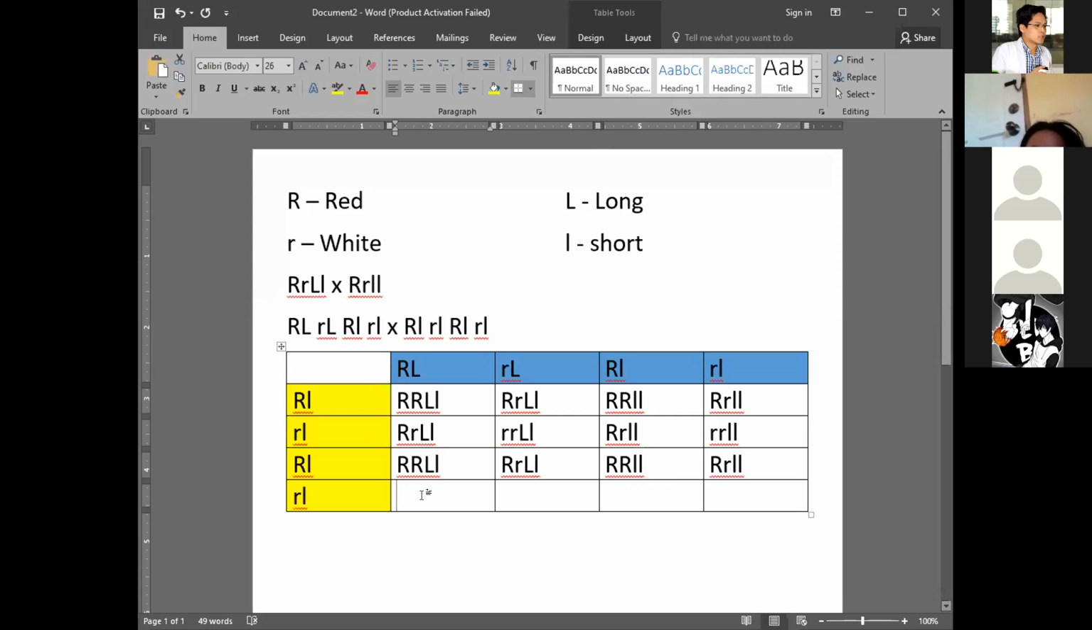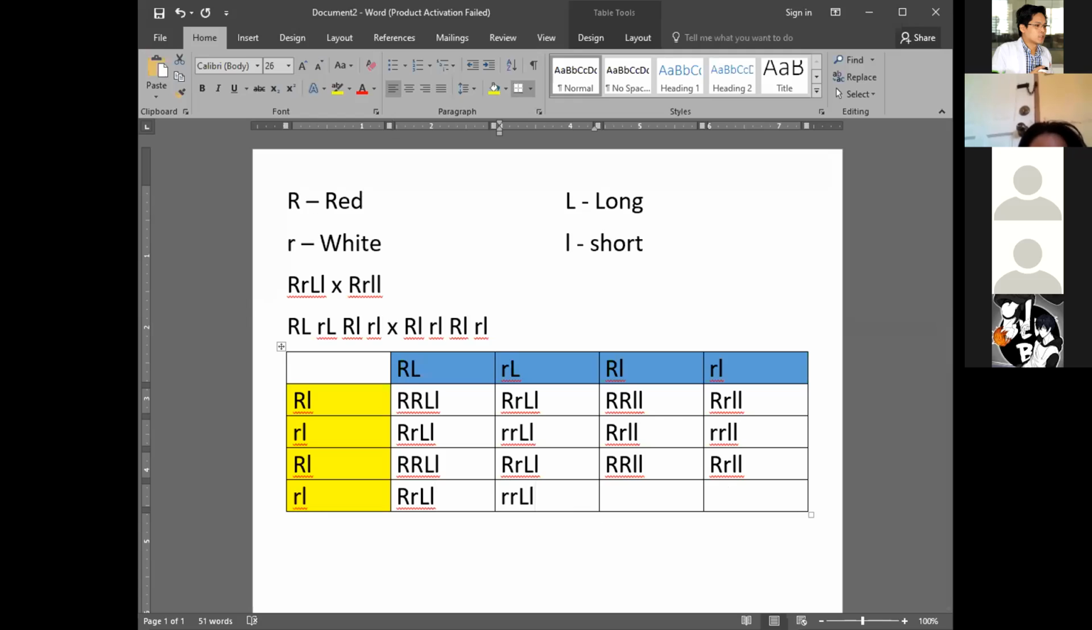Next, we have big letter R, small letter r, big letter L, and small letter l. Okay, heterozygous red with heterozygous long. Next, what's that? Two small letter r, then big letter L, small letter l.